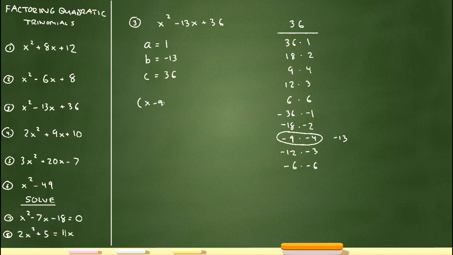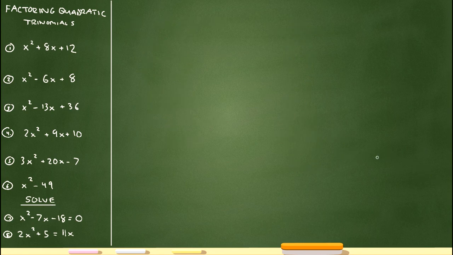We'll have x minus 9 times x minus 4. And I always like to check my answer. x times x, we get x squared. Negative 9 times x is negative 9x. And x times negative 4 is negative 4x. And negative 9 times negative 4 is positive 36. So once we combine like terms, we get x squared minus 13x plus 36. So this right here is definitely the factored form of this statement.